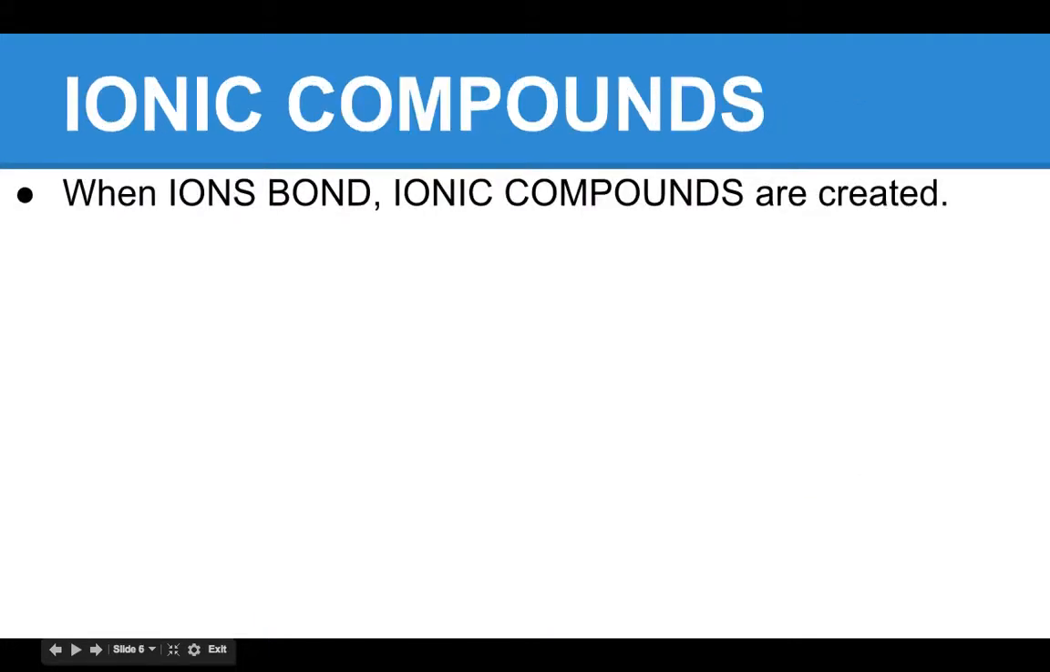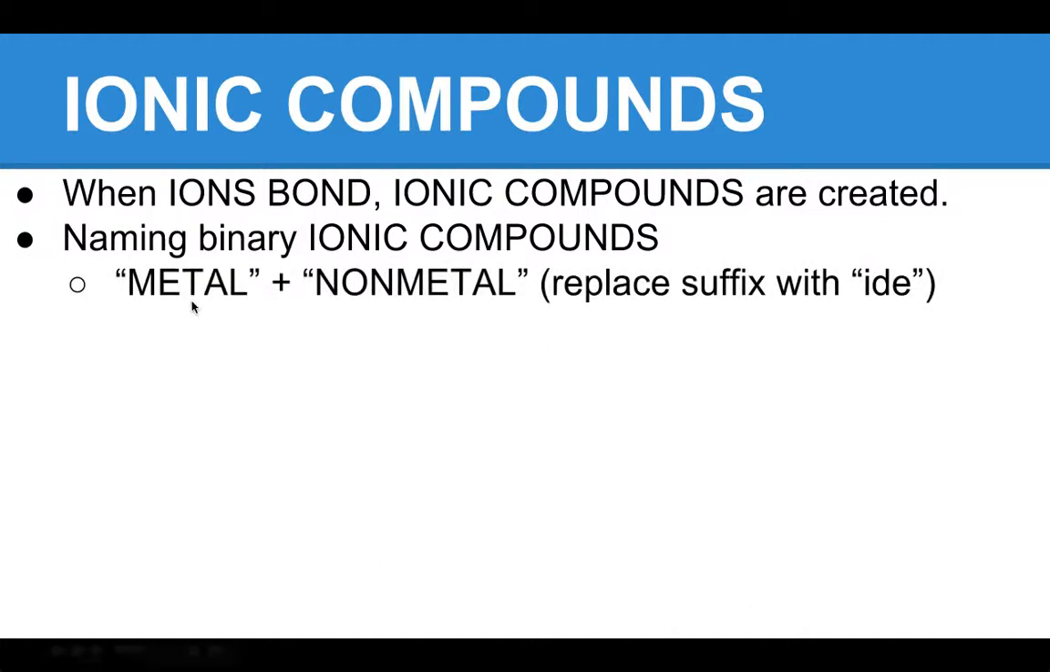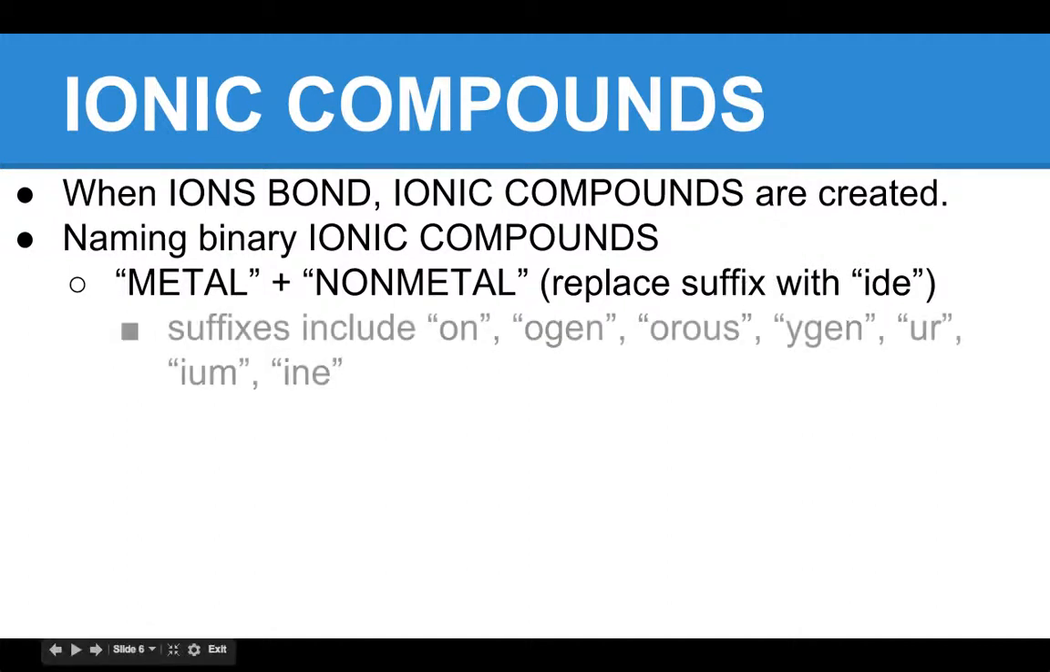Okay, so ionic compounds. When ions bond, ionic compounds are created. And here are the basic rules of how to name ionic compounds. You always put the metal first, and then the nonmetal comes afterwards. Except the difference is, instead of having the whole nonmetal name, you replace the suffix, whatever it ends with, with "ide." So if the suffix is "on," like in boron, or "ogen," like nitrogen, or "orus," like phosphorus, or "ygen," like oxygen, or sulfur, or any of the "ine" ones like chlorine, fluorine, you replace it with an "ide."